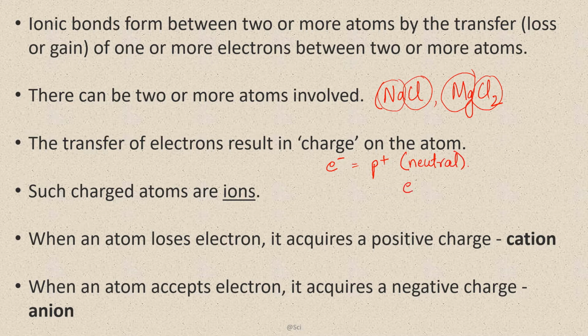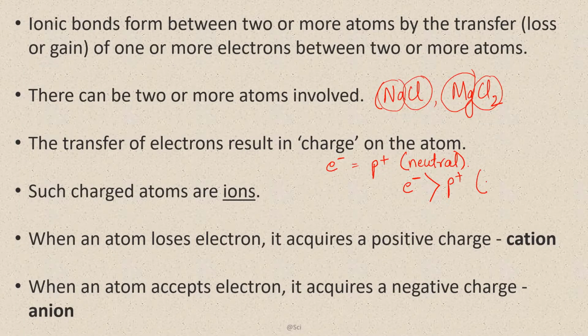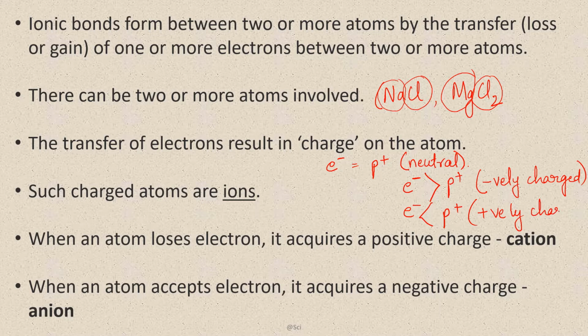But if the number of electrons is more than the number of protons, then the atom becomes negatively charged. If the number of electrons is lesser than the protons, then the atom becomes positively charged. So the transfer of electrons changes the number of electrons, resulting in an imbalance between the number of electrons and the number of protons. Hence now the atom will carry a charge. Such charged atoms are ions.